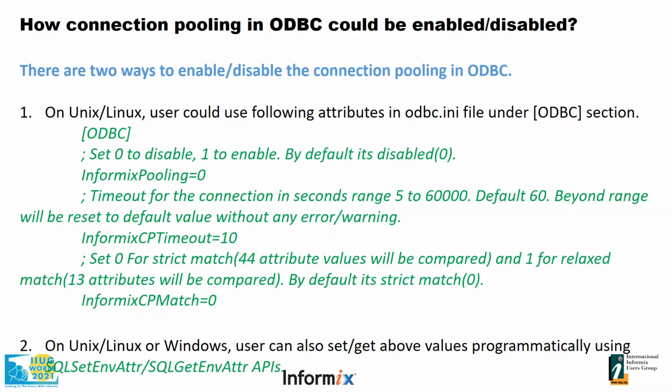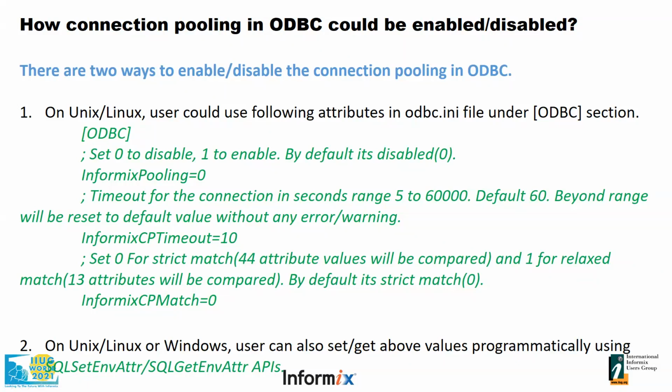Next comes the timeout value. The timeout value decides, after a disconnect call, how long my connection will stay alive. That is decided by the parameter Informix CP timeout, whatever timeout you have set. The range of this parameter is 5 to 60,000 seconds, so you can set a value in between. By default the value is 60 seconds.